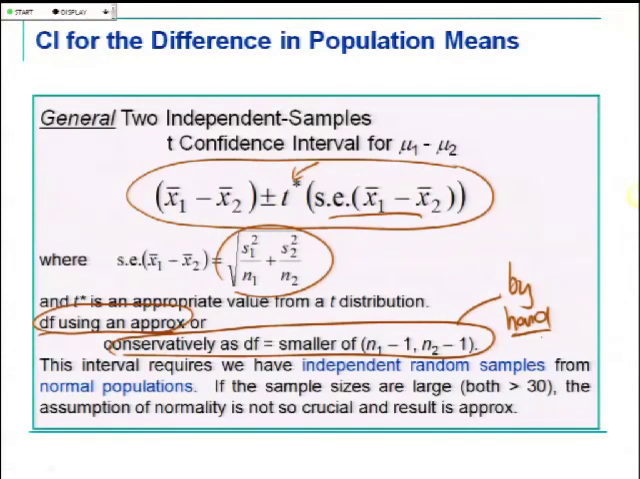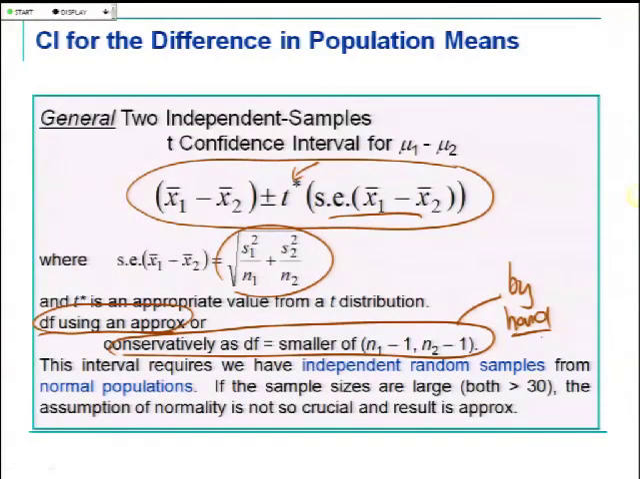So I have 20 subjects in one group and only 15 in the other. What will be my degrees of freedom if I'm doing it by hand? There's 20 and there's 15. That's 19 and 14 degrees of freedom, and I use the smaller one. So 14. That's the only thing I'll use, my t star. It'll make my multiplier bigger than I need to, but it's one safe way to do it by hand versus this kind of very complicated approximation.